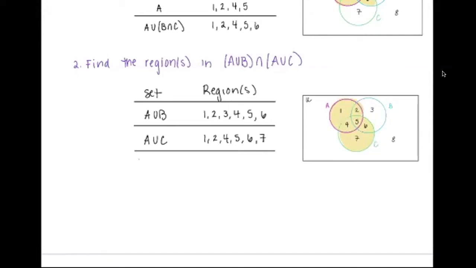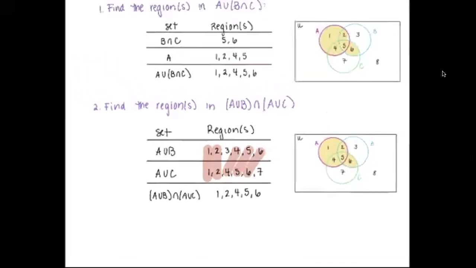And now I go ahead and I take the intersection of these two. So I want the stuff that's in common. So here is A union B. I want all the stuff that is in common to these two. So that would be region 1, region 2, region 4, region 5, and region 6. So ultimately, this is talking about 1, 2, 4, 5, and 6.